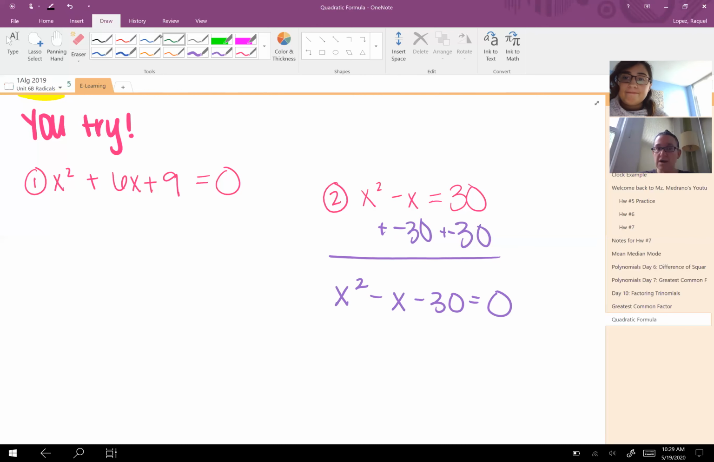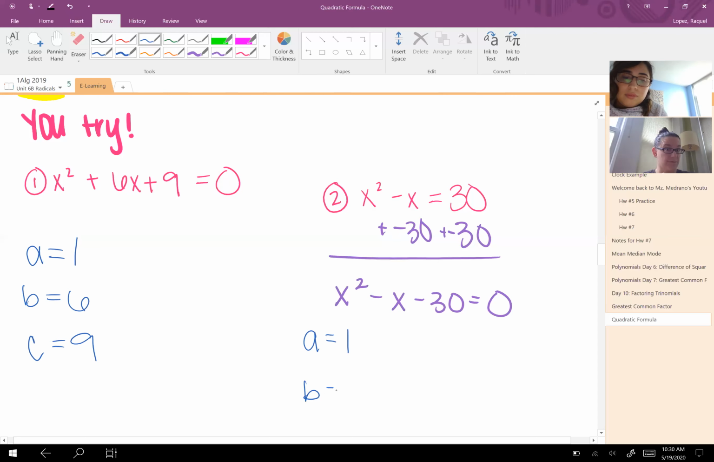Okay, so I see in number 1 that the a value is 1 because there's no coefficient there. The b value is 6 and the c value is 9. Is that what you get, Ms. Madrano? That's what I got too. Okay, and number 2, just to quickly check through it, a is 1, b is negative 1 because of that minus sign, and c is negative 30. Awesome. All right, guys, so that's the first skill towards using the quadratic formula.